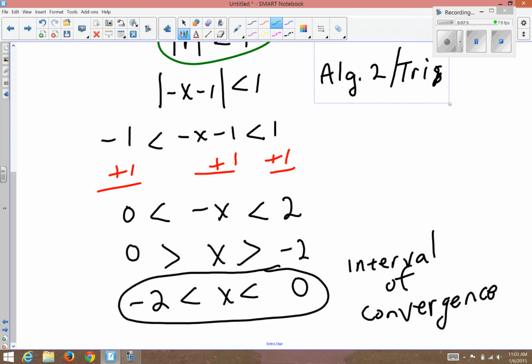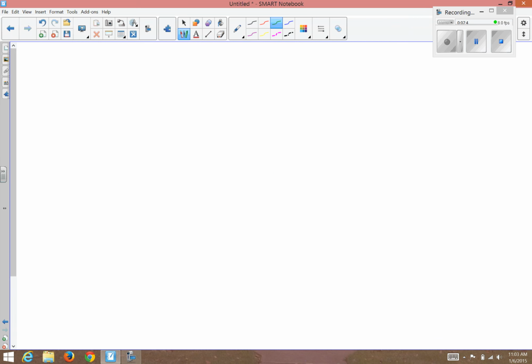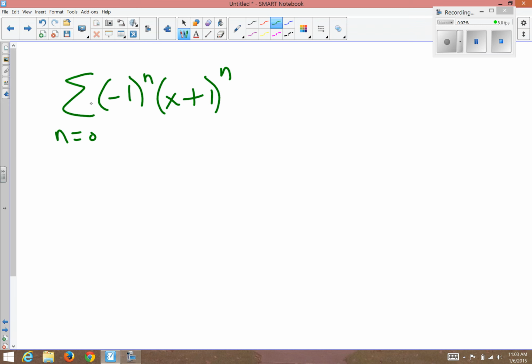And the sum of a geometric series that converges is a over 1 minus r. So the sum from n equals 0 to infinity of negative 1 to the n times x plus 1 to the n will be equal to a over 1 minus r for the values of x for which it converges.